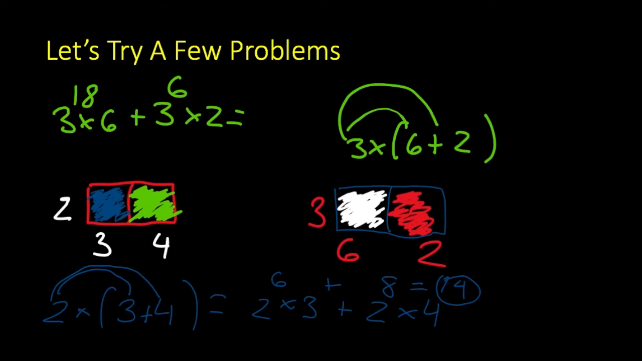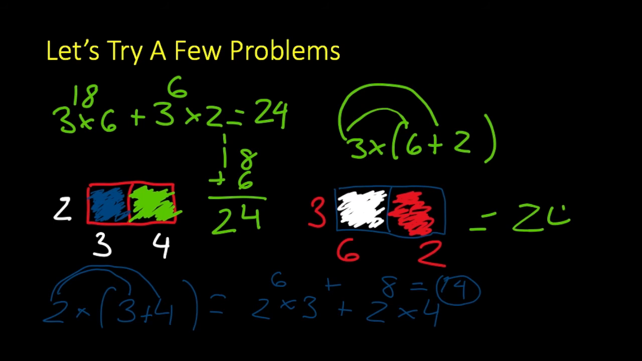Now, for some kids, they can't do it this way, so I'm going to do it like this. 18 plus 6. 8 plus 6 equals 14. Here the 1 plus 1 equals 2. So our answer here would be 24, our final total. So the area of this equals 24. And the area of this equals 14.